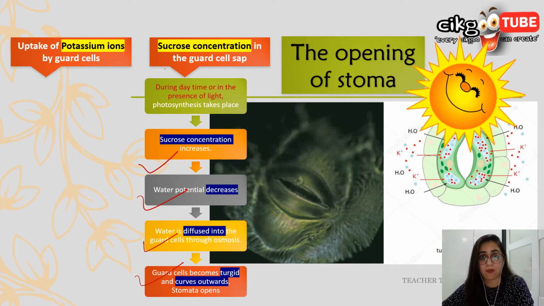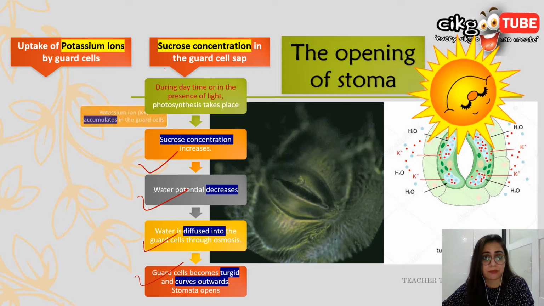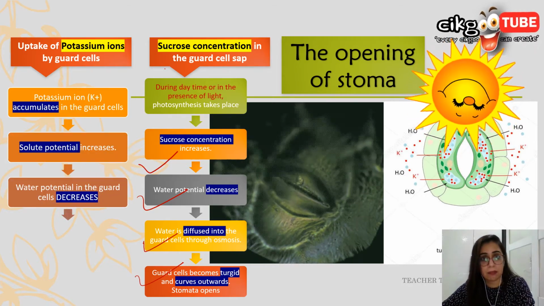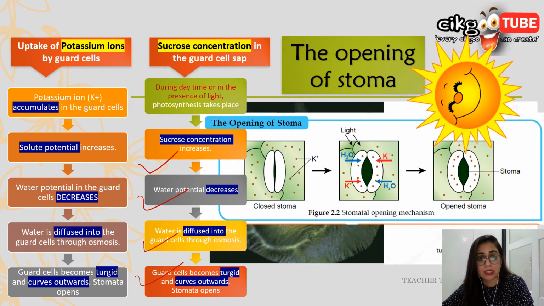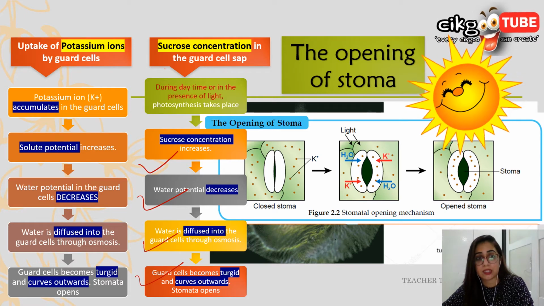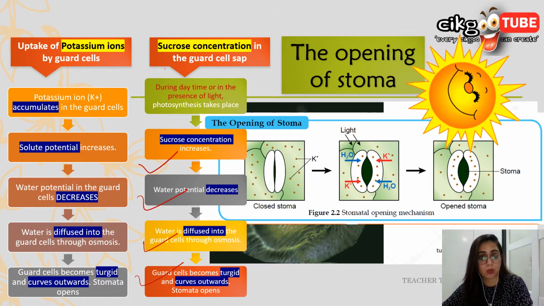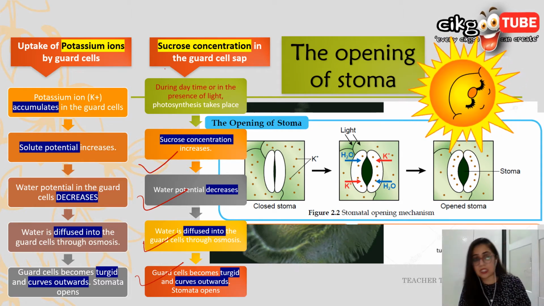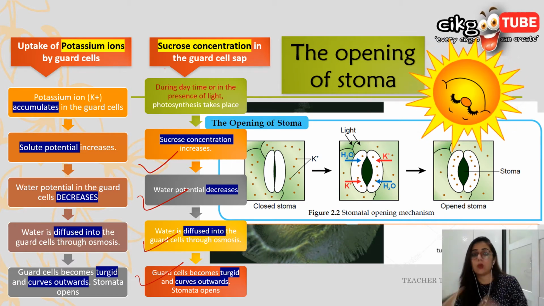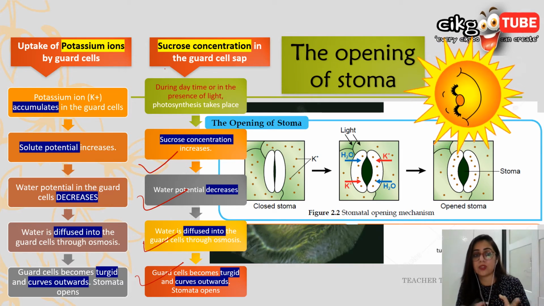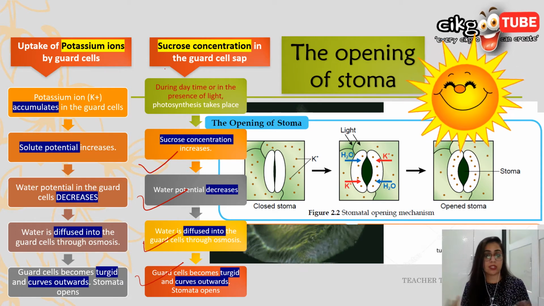But what about the uptake of potassium ion by guard cells? Now, potassium ions are pumped into the guard cells. So this will actually increase the solute concentration in the guard cells, and water potential in the guard cells will decrease as well. So with water potential decreased, water will diffuse into the guard cells through osmosis from the high water potential in the epidermal cells into the low water potential in the guard cells. So when the water diffuses in, guard cells will become turgid, curve outwards, and stoma opens.